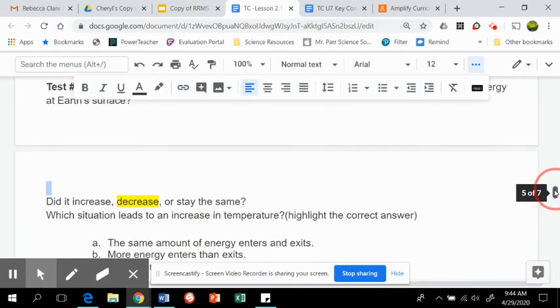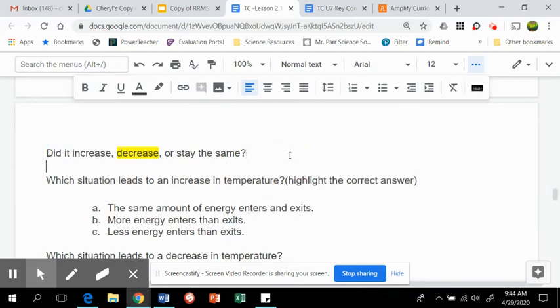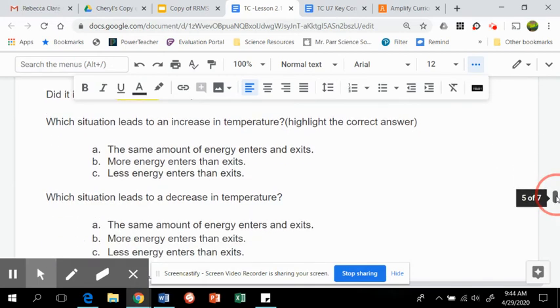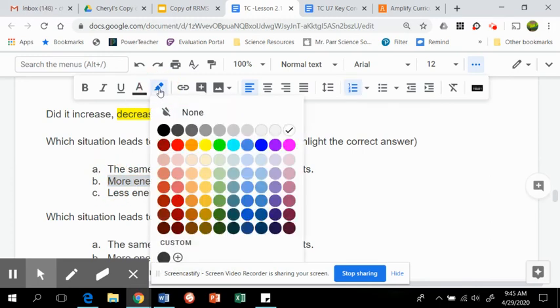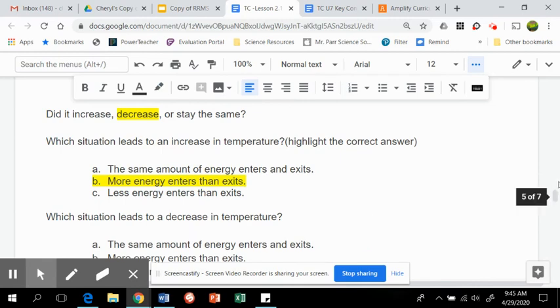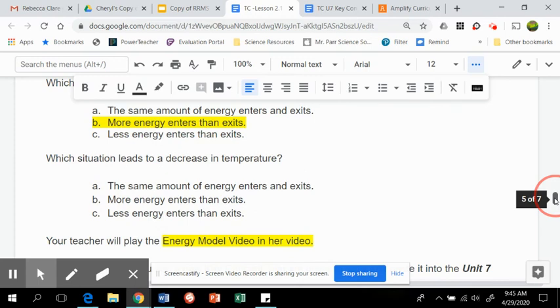Make sure that you're doing that on your document. Which situation leads to an increase in temperature? The same amount of energy enters and exits, more energy enters than exits, or less energy enters than exits. Leading to an increase in temperature would be more energy enters than exits the system. Which situation leads to a decrease in temperature?